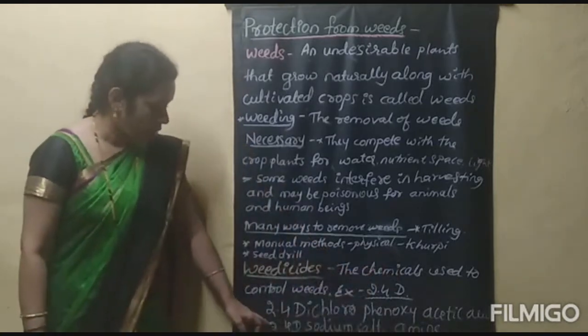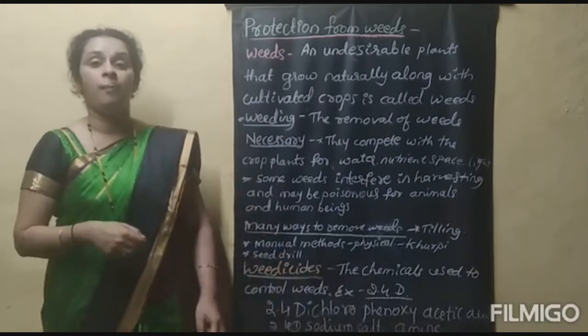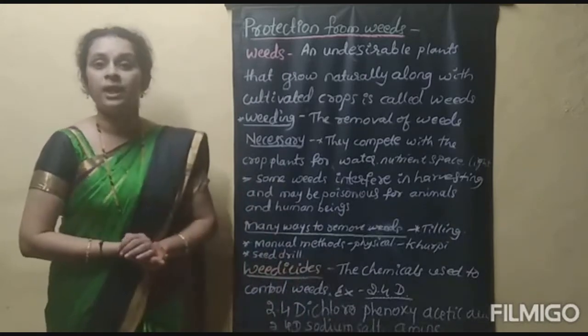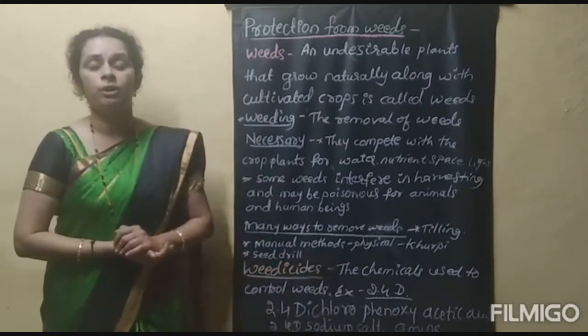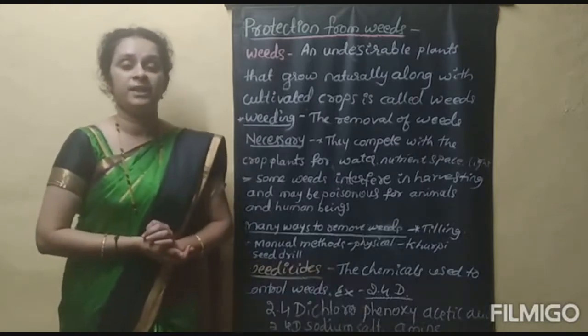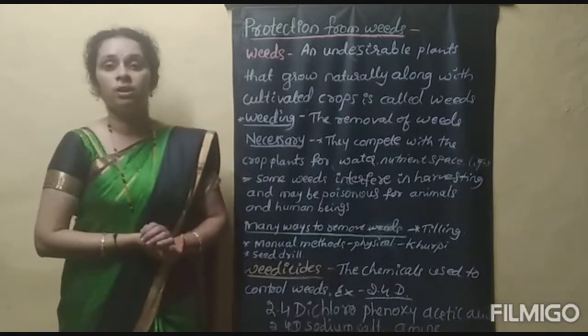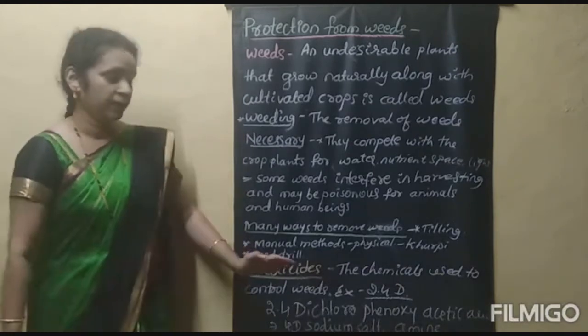2,4-dichlorophenoxyacetic acid, or 2,4-D sodium salts, or 2,4-D amine. There are different forms of 2,4-D. They are also called herbicides or weedicides. They are used to control the weeds in the field.